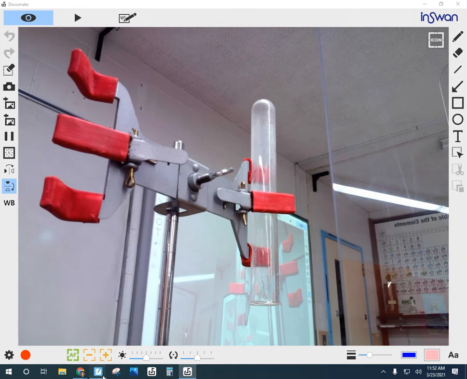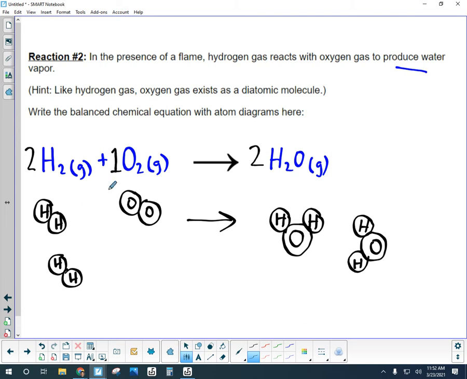And again, on the smallest level, what's happening inside the test tube is 2 hydrogen molecules are reacting with 1 oxygen molecule to make 2 water molecules. Make sure I said that right. Every 2 hydrogen molecules react with 1 oxygen molecule to make 2 water molecules, H2O.